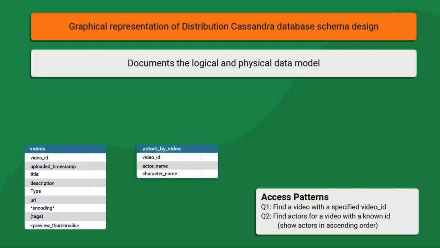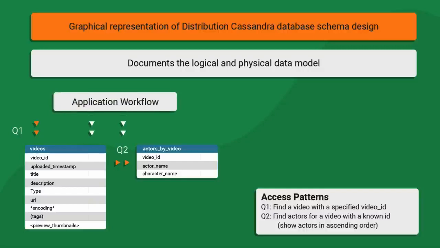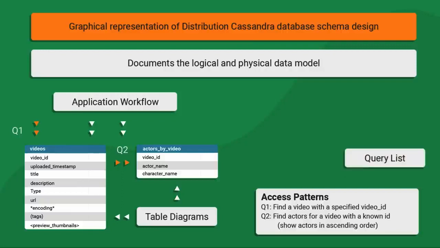Now if you look at the Chebotko diagram, we can see that Q1 leads into a table which can satisfy this query. We will get into that in more detail, but first, we have to understand some of the terminologies used here. First and foremost, this diagram looks very similar to an application workflow. We have our queries which lead us into the tables. We have the table diagrams which are similar to the tables we have in our Cassandra database. We have the query list at the bottom right.